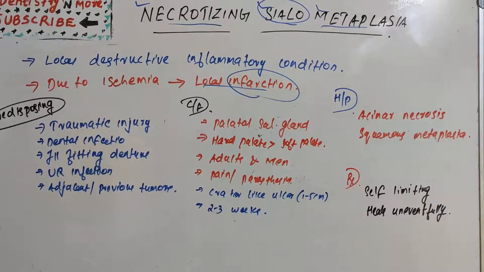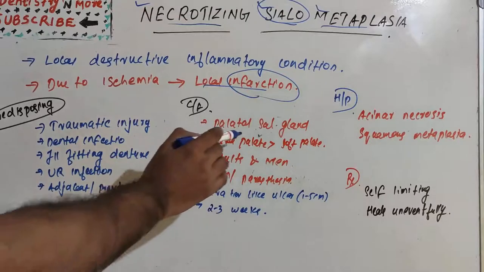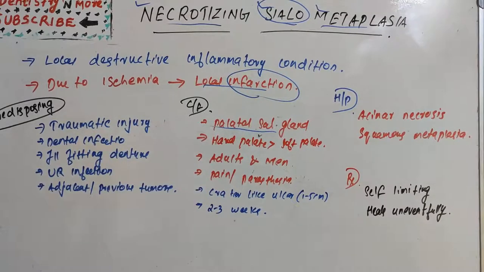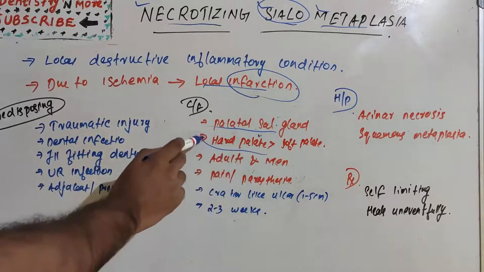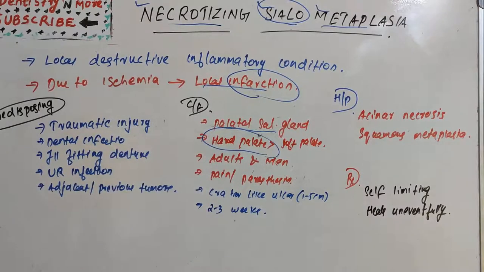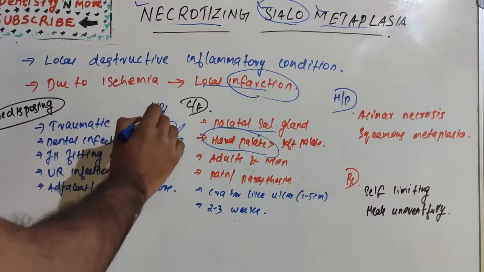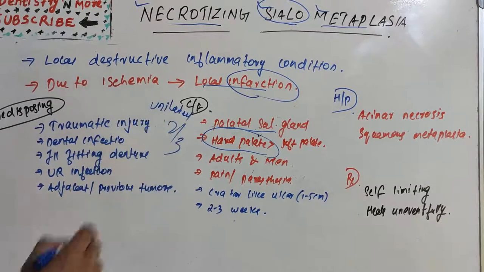It most frequently develops in the palatal salivary glands. That is, the hard palate is more involved than the soft palate. Two-thirds of the palatal cases are unilateral, with the rest being bilateral or midline in location. So the majority of the cases are unilateral.